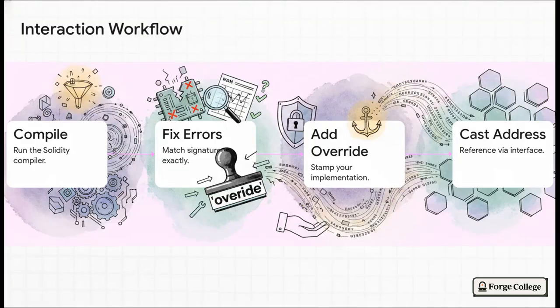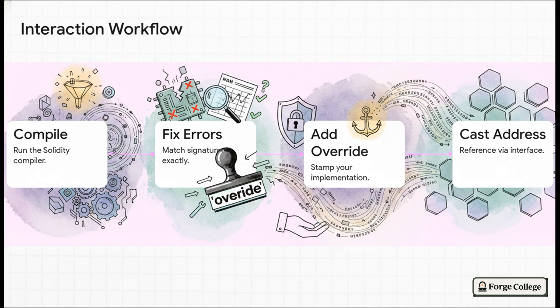Let's map out the step-by-step workflow for actually interacting with our newly built machine. Step 1, like we just discussed, is compiling the implementation. Step 2 is catching and fixing those inevitable signature errors using that handy diagnostic chart we just looked at. Step 3 is making absolutely sure the override keyword is firmly stamped in place. But Step 4 is where it gets really exciting.